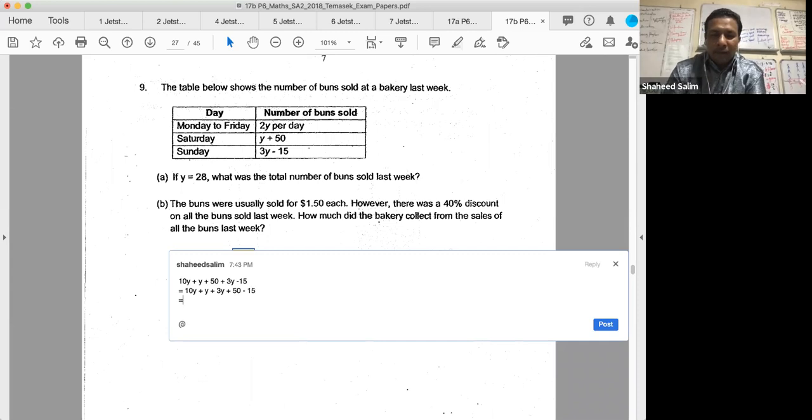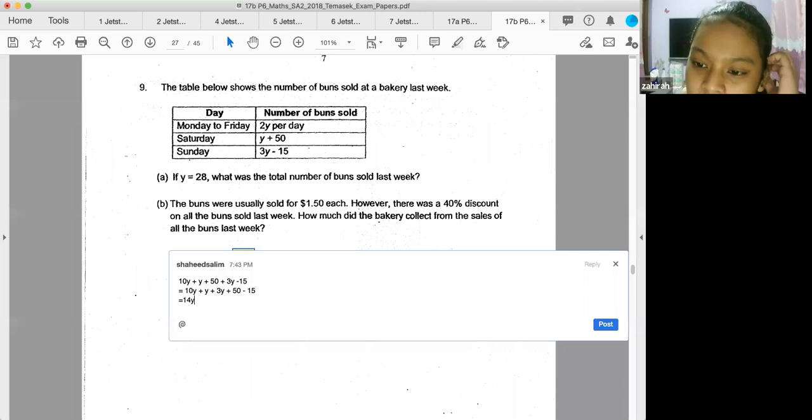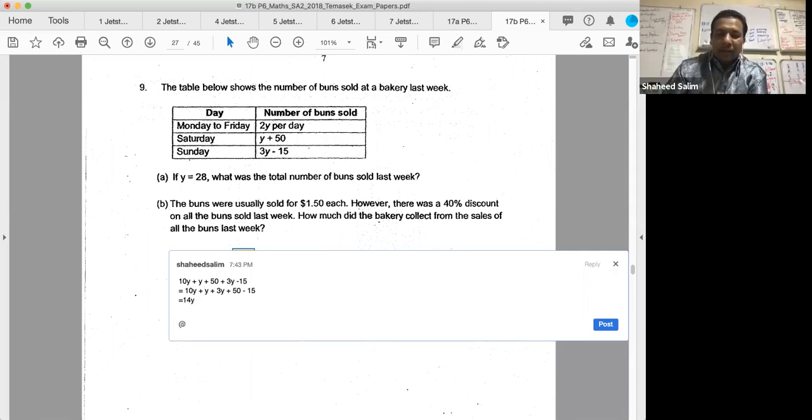14y, right? 10 plus y is 11, 11 plus 3y is 14. 14y what? Not 15, 14. 10 plus 1 is 11. 50 minus 15 is 35 here.